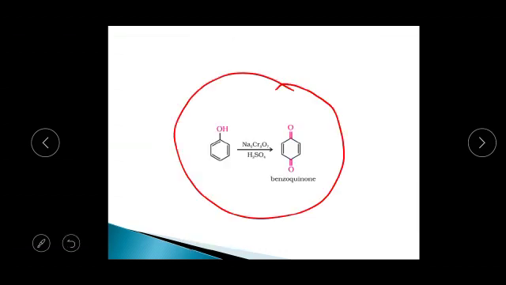So these are the chemical reactions of alcohols and phenols. There are two naming reactions, which are very important. I hope all of you understood today's topic.